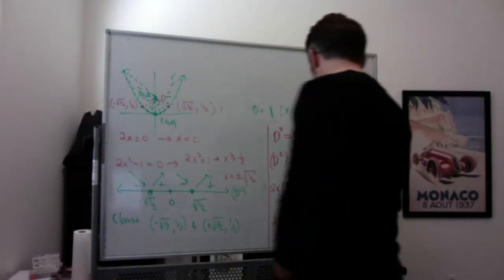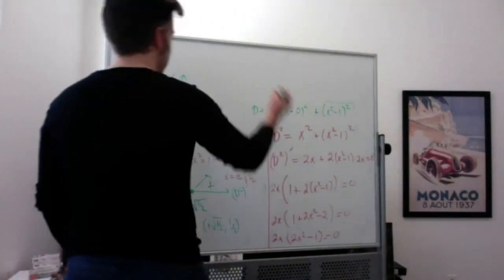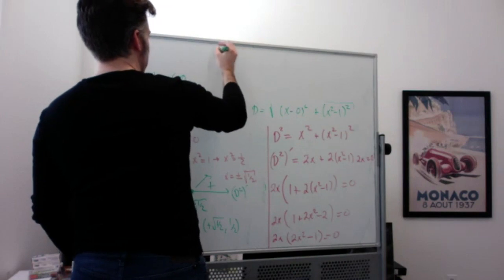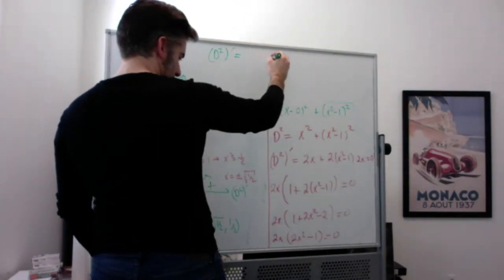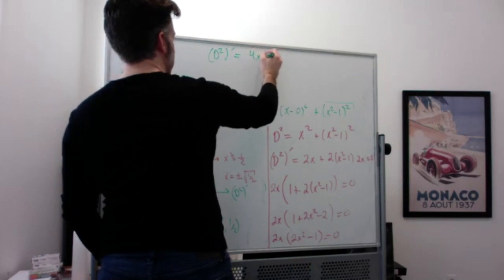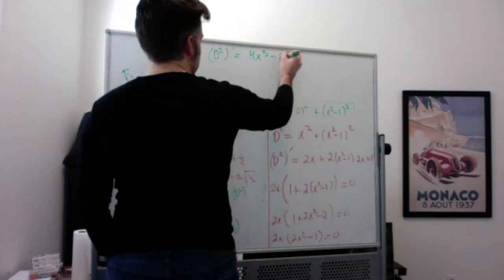So let's actually look at this. So here's my function, my d squared prime. I'm going to multiply this out and get 2x times 2x squared is 4x cubed minus 2x.